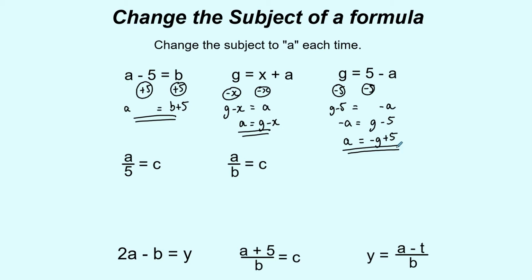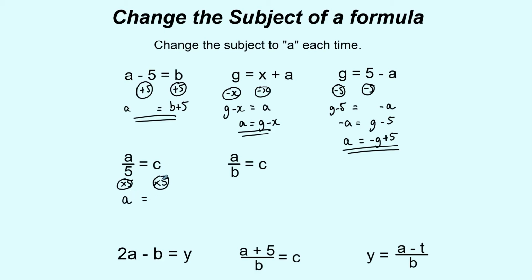Okay, on to the second section. So we're introducing a little bit of dividing here. So we've got A over 5 equals C. We want to get the A on its own. Well, what's the opposite of dividing by 5? Timesing by 5. So we're going to multiply both sides by 5. If we do that, that cancels out the divide by 5 and just leaves us with an A on that side.